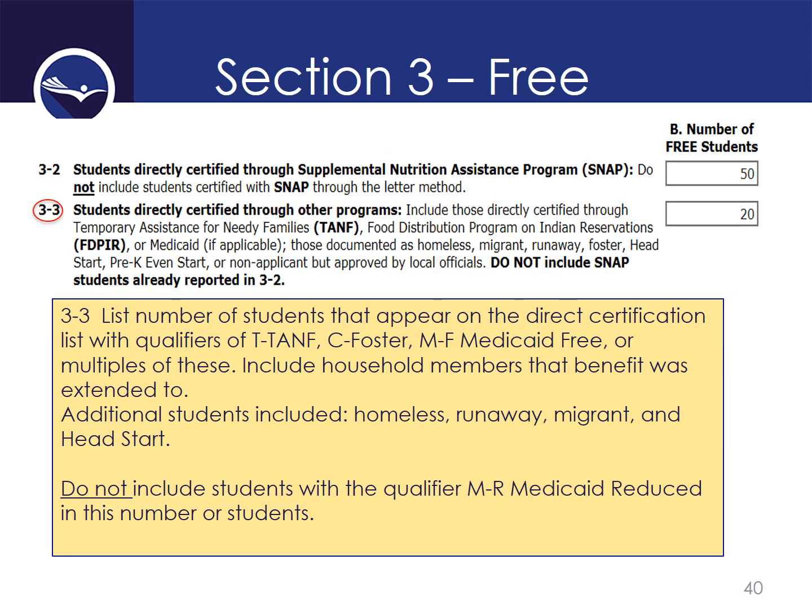3-3 refers to students on the direct certification list who were approved based on TANF, C for foster, or Medicaid free benefits. Others to include in this section would be homeless, runaway, migrant, and Head Start students. Again, included in this number would be any other students who were added to the list because they reside in the same household with a student receiving these benefits.